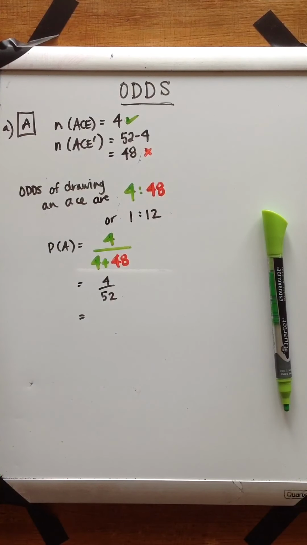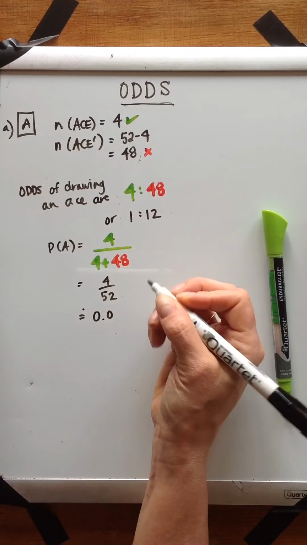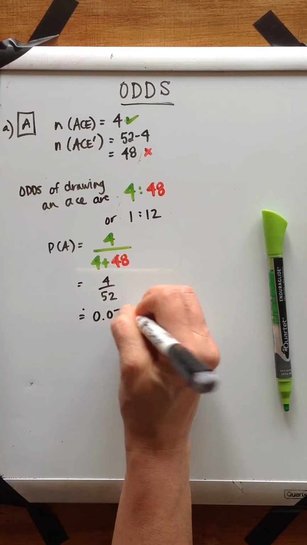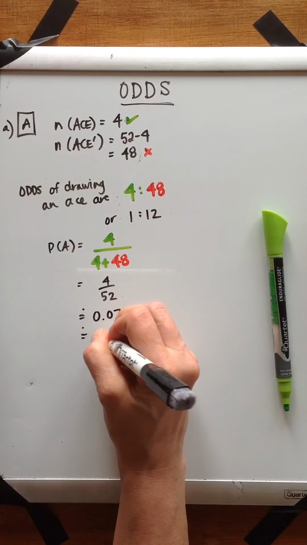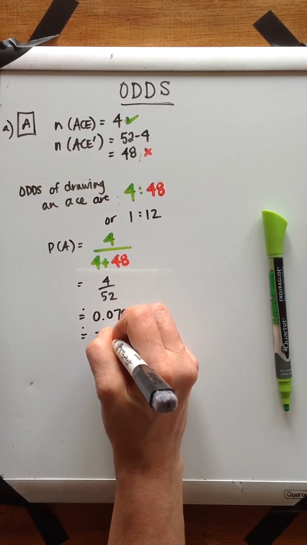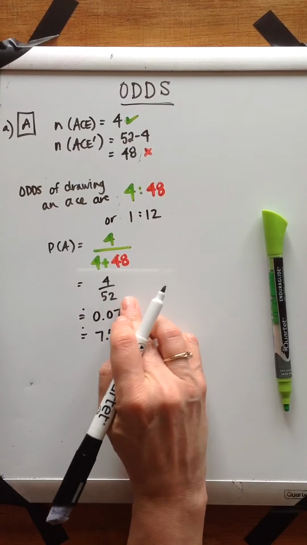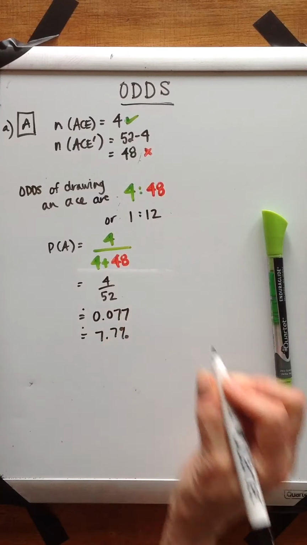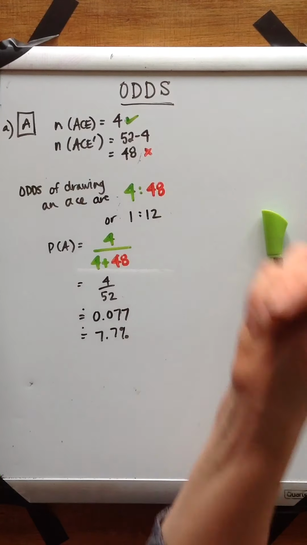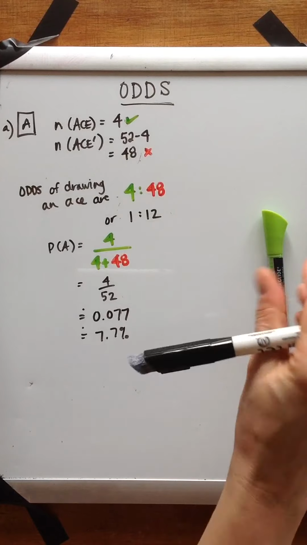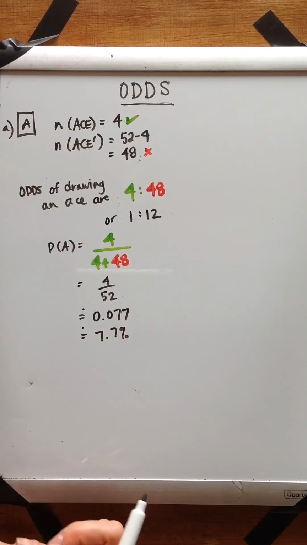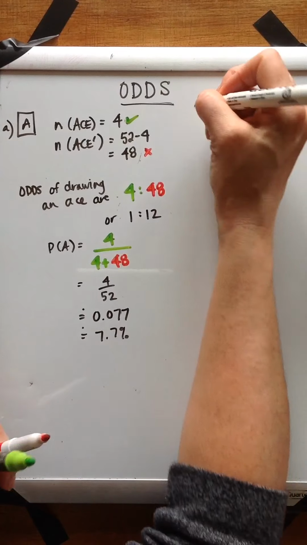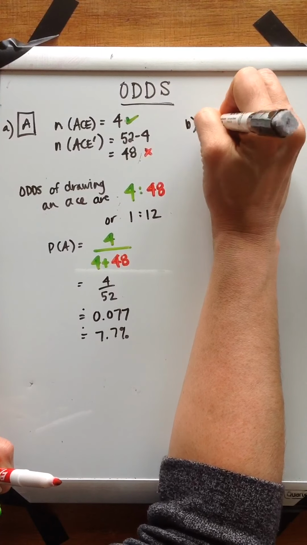And if we punch that in, we get about 0.077, or approximately 7.7%. Small percentage, not surprising. 4 cards out of a deck of 52, you would expect that to be pretty low. Okay. Then what are the odds of not drawing an ace from the deck?